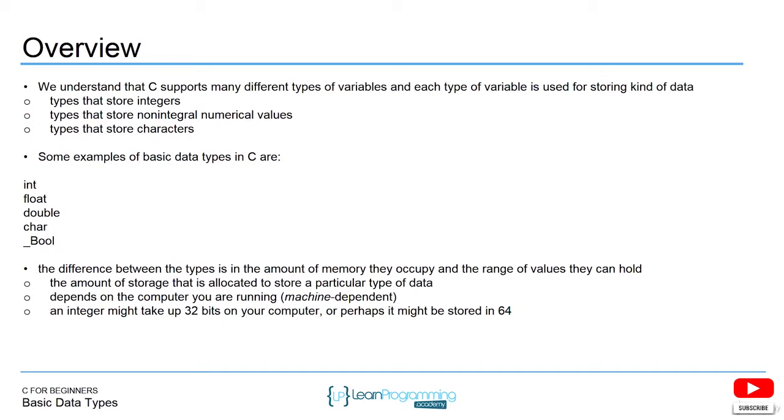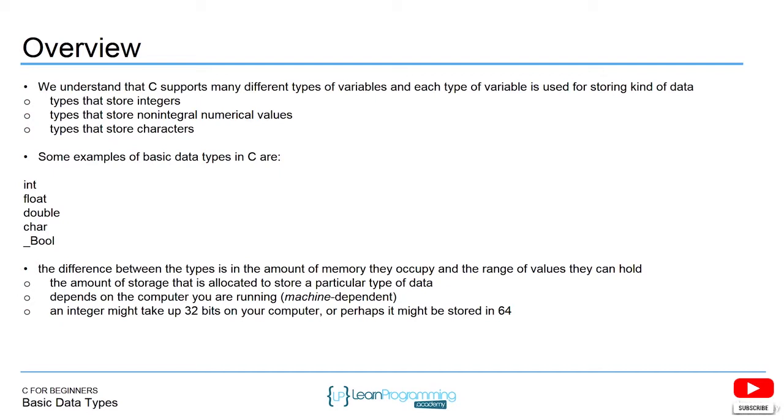The difference between these types is the amount of memory. That's all that specifying the data types is about. It's about the memory that needs to be allocated, and it varies depending on what type of architecture you have. The amount of memory is going to determine the range of the values that can be stored. So the amount of storage allocated to store a particular type of data is important to the compiler. It all depends on the computer you're running, and this is referred to as machine dependent.